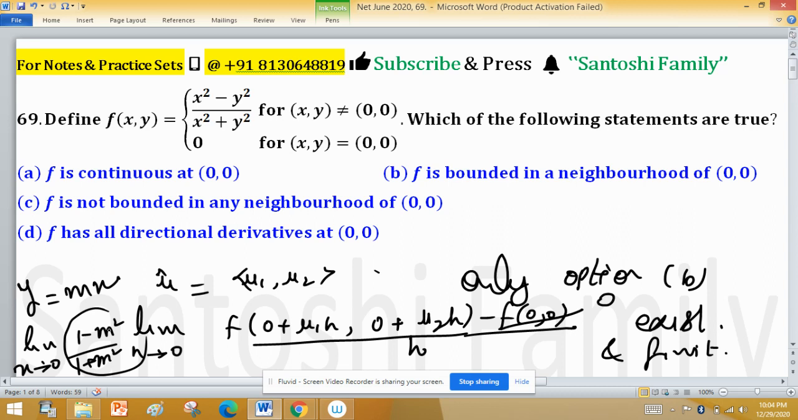So the function is not continuous, because the definition of continuity says that if the function is continuous, it will have a unique limit, all limits approaching the same number. So the function is not continuous.